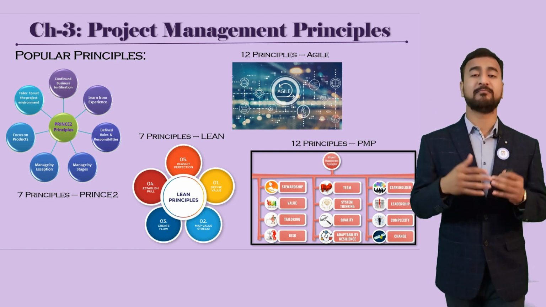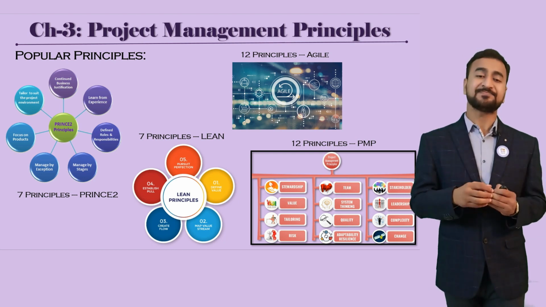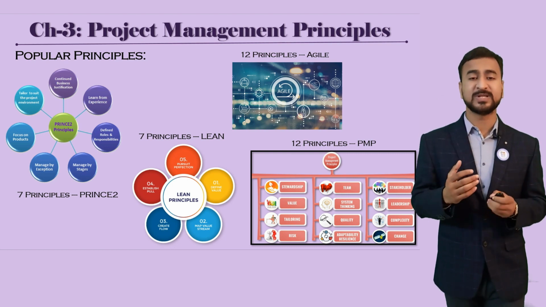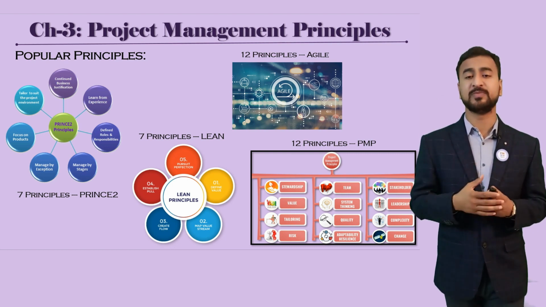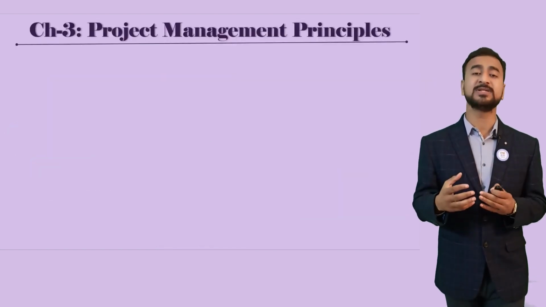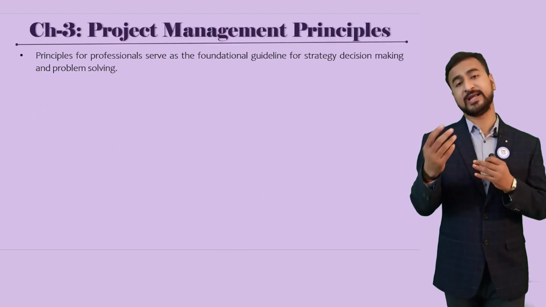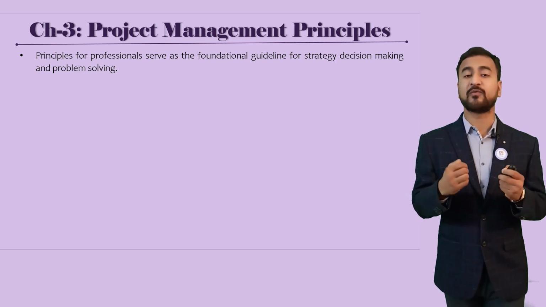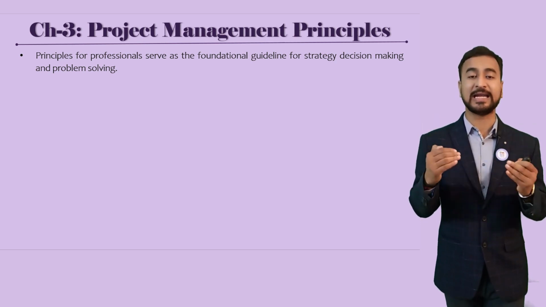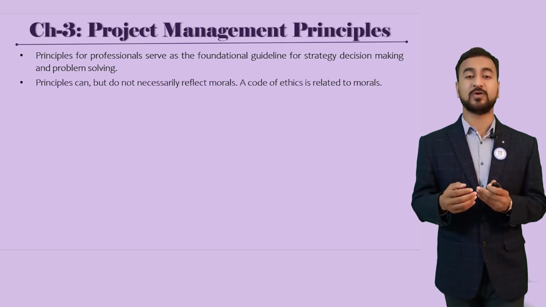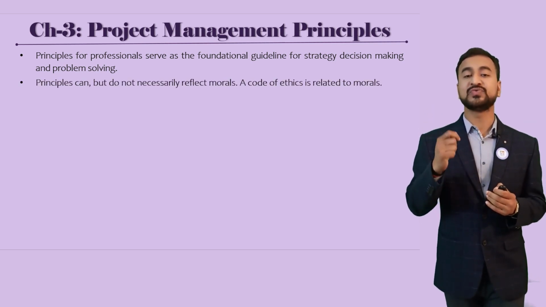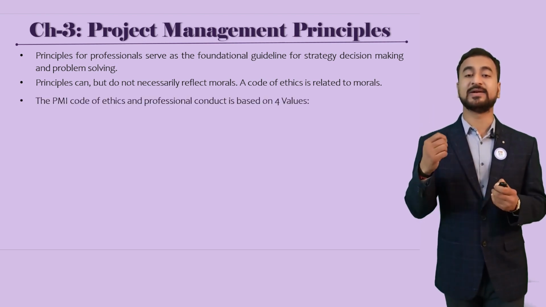These 7 or 12 might seem like magical numbers, but it is really useful that they covered all those aspects. And about these 12 principles, there are many myths that we are going to bust. First, there is no ascending or descending order. You need to remember all these principles, and there is no weightage that one principle is of very high value and the others are not. The principles are for professionals and serve as foundational guidelines for strategic decision making and problem solving. Principles can, but do not necessarily, reflect morals. For moral values, we have a code of conduct or ethics.